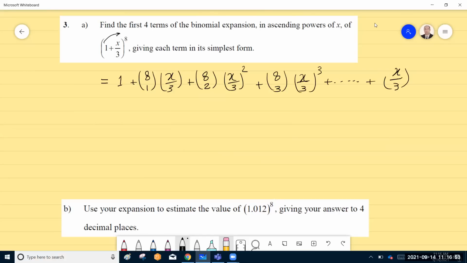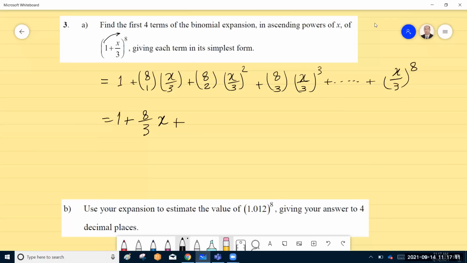x over 3 to the power of 8. I need only the first 4 terms. So you have 1 plus 8c1, which is 8 times 3, that is 8 over 3 x. Okay. Plus 8c2.